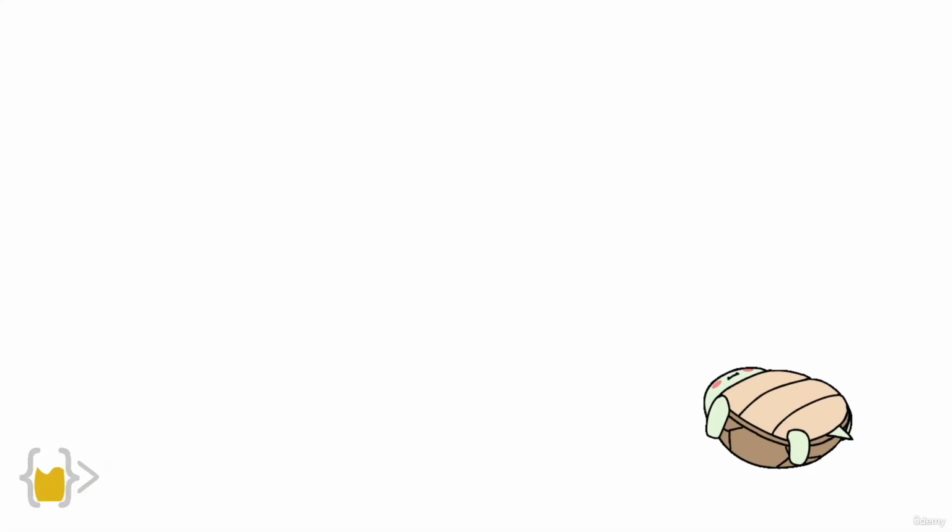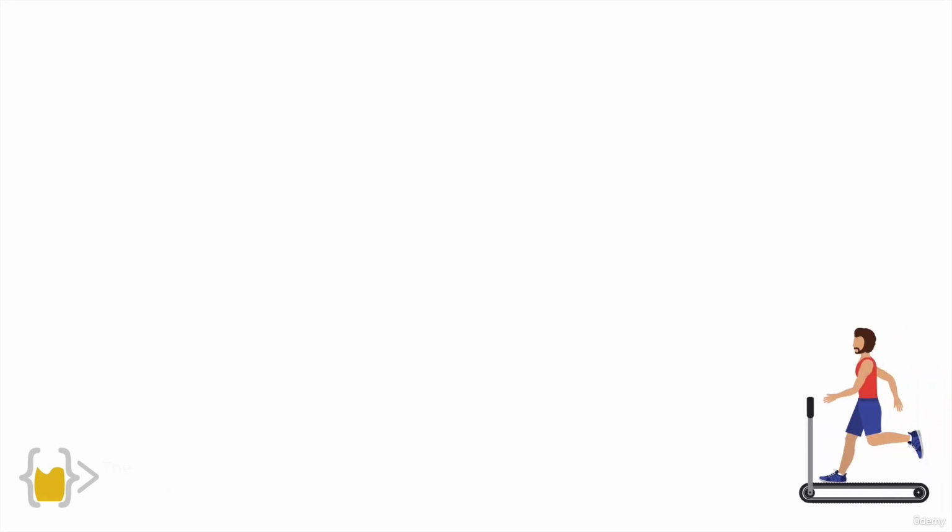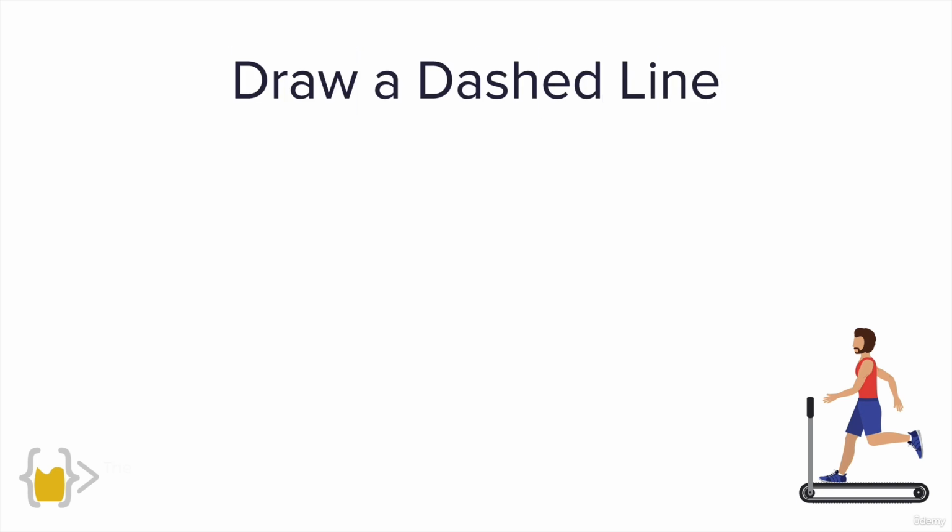All right, onwards to the next Turtle challenge. So this one is going to be a little bit more intensive, but still a bit of a warm-up. So we're just going to go for a light jog and we're going to draw a dashed line. You're going to get your turtle to draw a line like this, where it's going to draw a line for 10 paces and then a gap of 10 paces and then a solid line for 10 paces again. And it's going to repeat this until it does this 50 times.